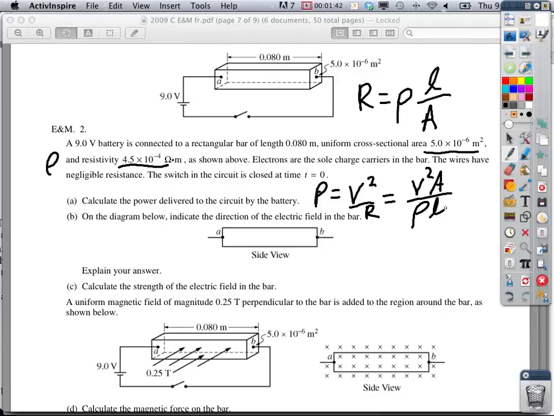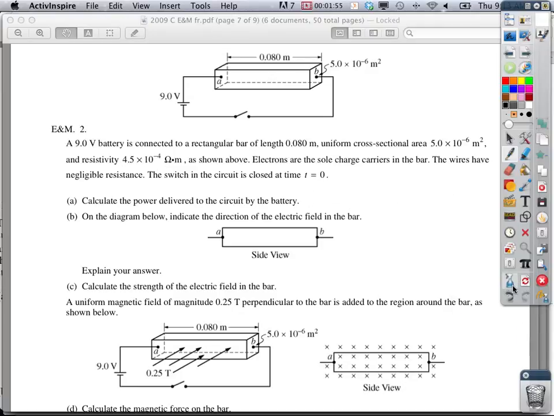I mean, you could. I just choose to use this because that's direct and I'm done. But if you wanted, you could use P equals IV, then use V equals IR to calculate I, and then plug it in if you want. That's fine. Those are reasonable choices.